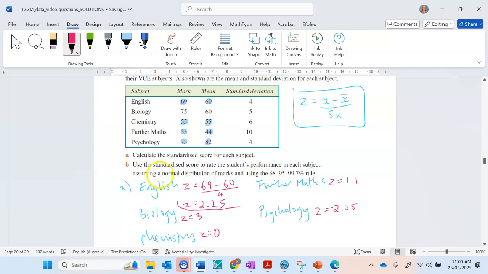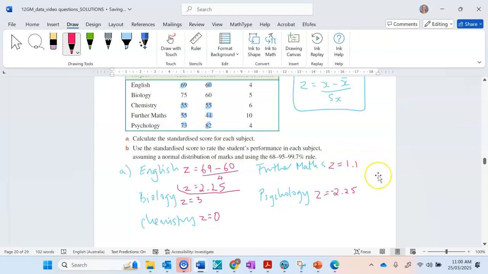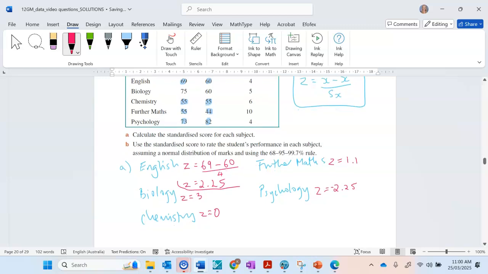So part B, use the standardized scores to rate the students' performance in each subject, assuming a normal distribution. Okay, so the higher your Z score, the better they're going to have done because they're above average. So the highest one is biology. So we'll go bio, and then the next one is English, followed by further maths, then chemistry, and then psych.